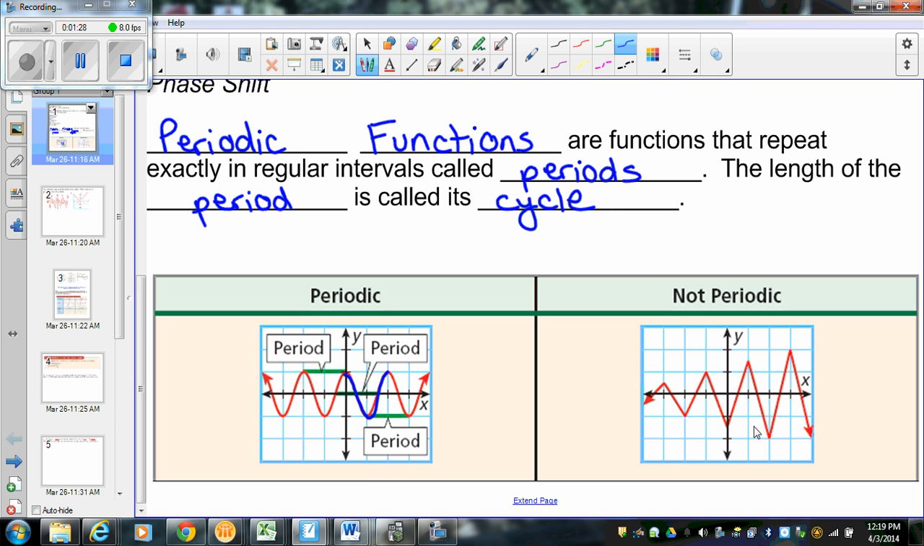Now a graph like this is not periodic, because even though it does sort of start to repeat itself over a constant interval, this V is not an exact replica of that one, or of that one, or of that one. So this would not be a periodic graph. It's very easy to find periodic functions. You can simply look at a graph and tell pretty easily whether or not the function's periodic. So that should be easy to answer.